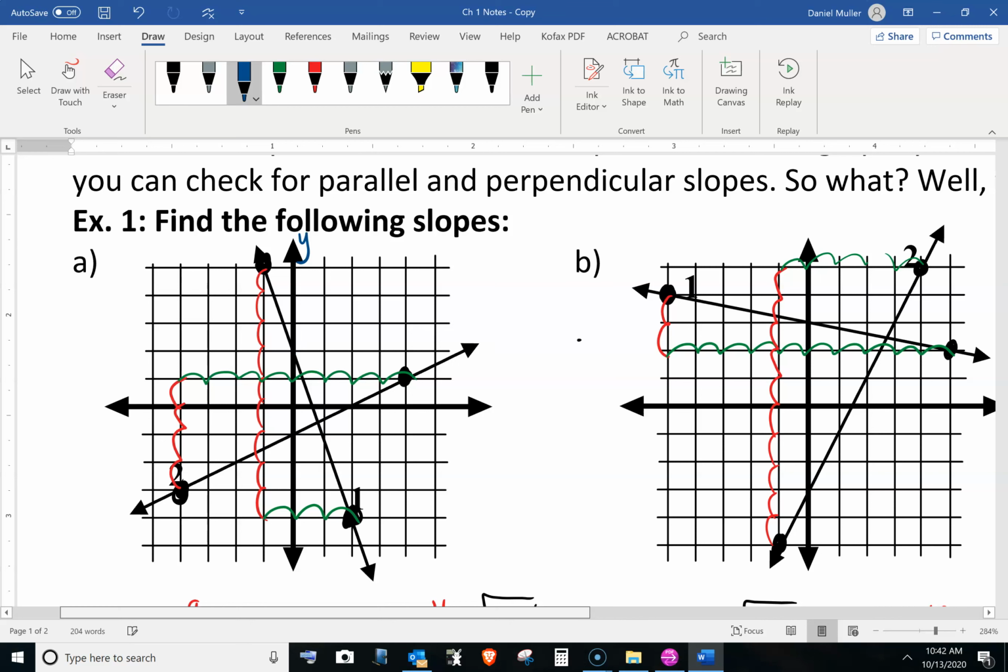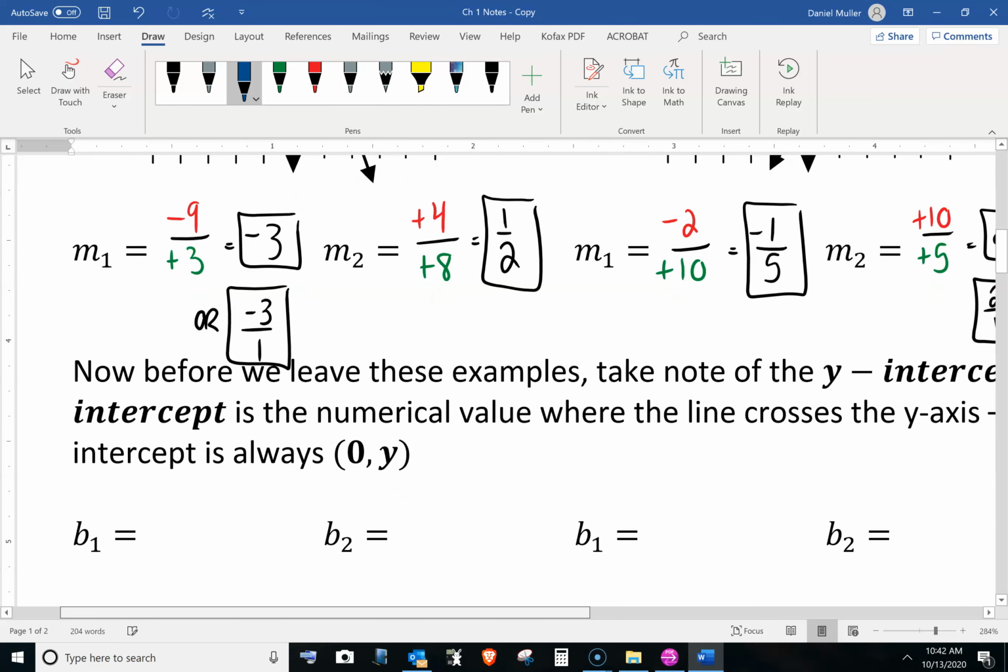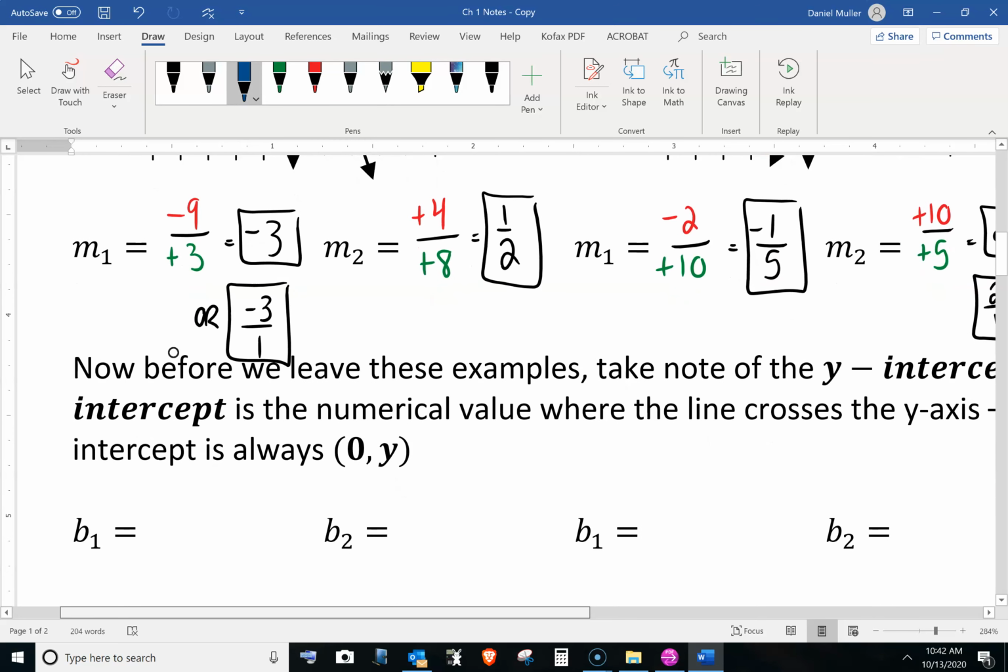So that happens at 2. Here's 0, then there's 1, then there's 2, then there's 3, then there's 4, then there's 5. So we cross the y-axis at 2. So we say the b value, b is going to be the y-intercept, and that is 2.